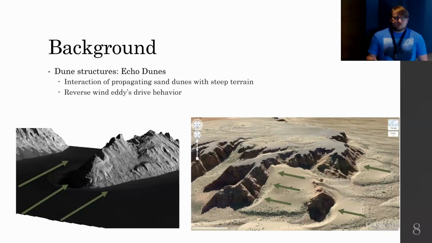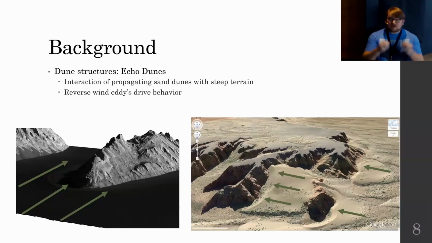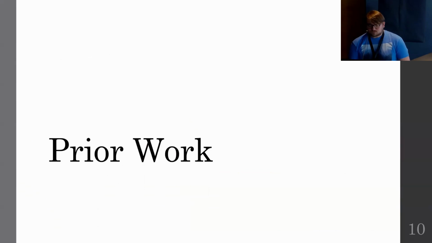Lastly, one type of dune that we identified in particular that we wanted to work on was echo dunes. This is basically caused by sand dunes propagating into a high terrain differential, like a cliff or something like this. The wind that comes in and interacts with that cliff is going to have a reverse eddy current form, and it is going to push sand back away from the cliff face itself. It's going to cause an echo shape of the cliff itself in a sand dune. So the sand dune is going to form kind of the same shape as that cliff.